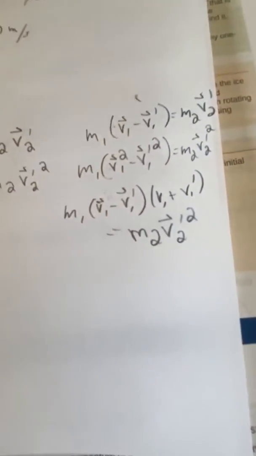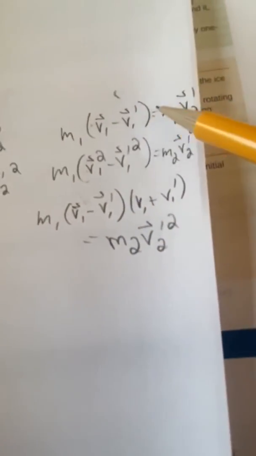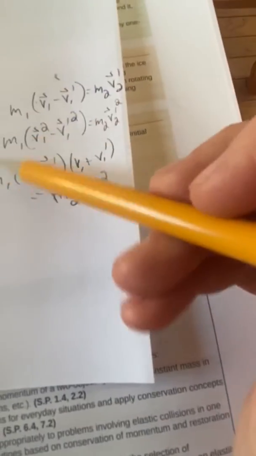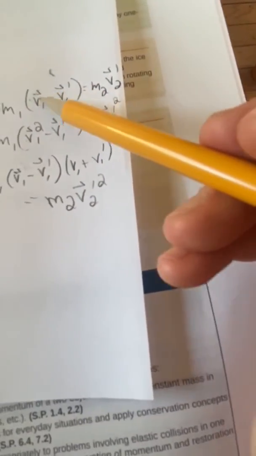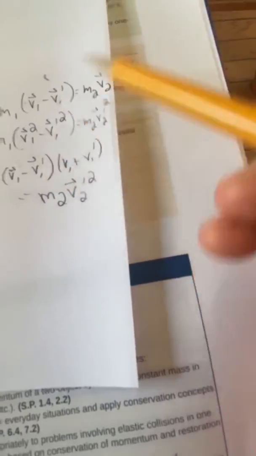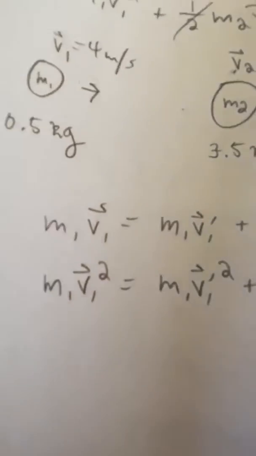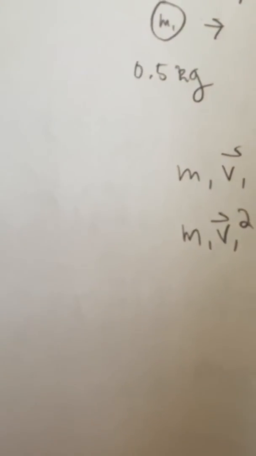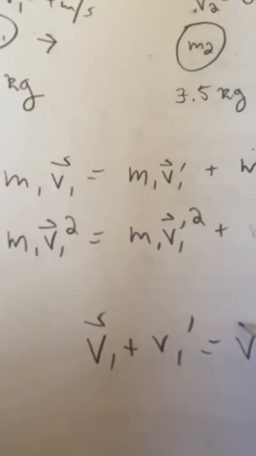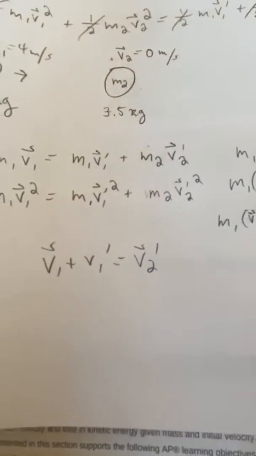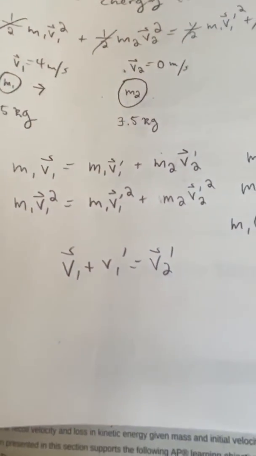So what we can do from there is take this second equation with the factored form and divide it by the first equation. If we do that, notice we have the m1s on the left-hand side canceling, and we have this one term, v1 minus v1 prime, also canceling. So we're left with v1 plus v1 prime equals v2 prime. Okay, so that's a relatively simple equation.